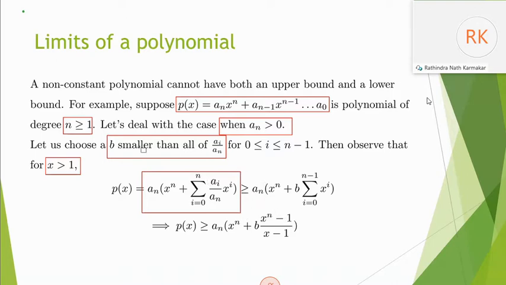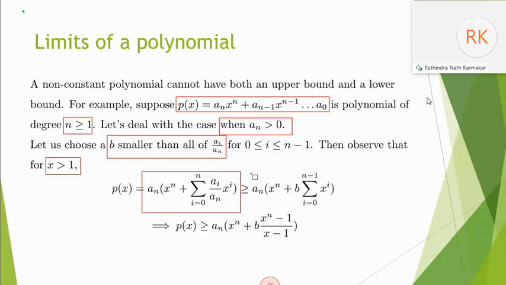So b is smaller than all of these numbers. So a_i by a_n is always lower bounded by b. And then you are multiplying x power i both sides, and that is possible because x is greater than 1, so it is greater than 0 also. So you are multiplying a positive number both sides, that's why the inequality is not changed. And then you are adding x power n both sides and then again multiplying a_n both sides. Again a_n is assumed to be positive, that's why the sign of inequality does not change.